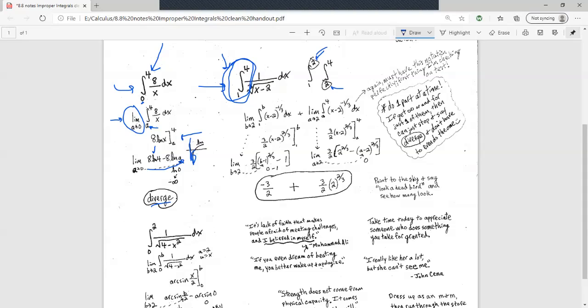So I'll remove this top 2, I'll replace it with a b, and I'll do the limit as that b approaches 2. And then I'll remove this bottom 2, I'll replace it with an a, and I'll do the limit as that a approaches 2.